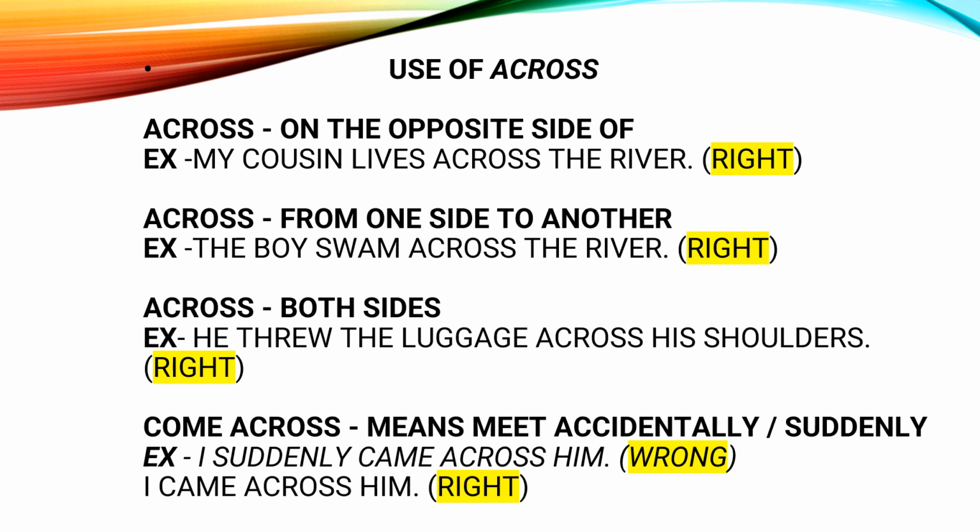Next comes 'come across', meaning to meet accidentally and suddenly. For example, if you're visiting a mall or a place, and there you bumped into somebody who is your friend, then you can mention it like this: we suddenly came across each other. The example we gave here, I suddenly came across him, is a wrong statement. The correct statement is I came across him.